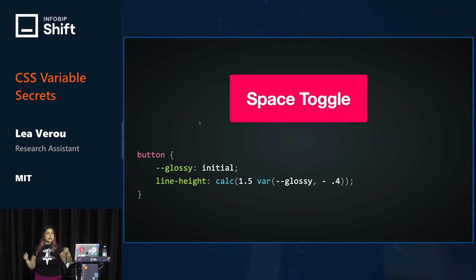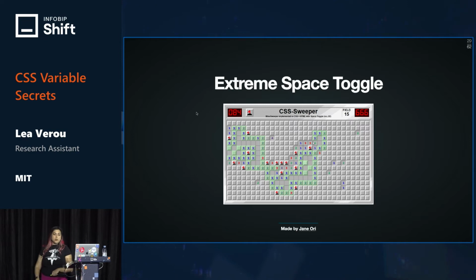We just repeat this over and over, like transparencies of colors and box shadows and borders and all of that. And we get the glossy mix-in that I showed you earlier. There's even, like, you can do extreme things with space toggle. Like Jane Ori made an entire Minesweeper game using space toggle.